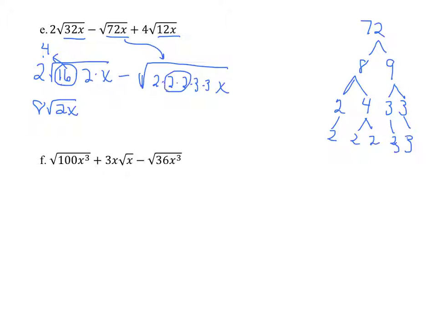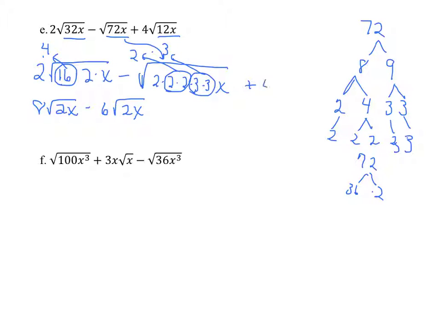I have a pair of 2s and a pair of 3s, so both come out, and 2 times 3 is 6, and I'm still left with 2x inside. Boom. If you saw that 72 was 36 times 2, you're golden, because the 36 comes out as a 6. Let's do the next one.